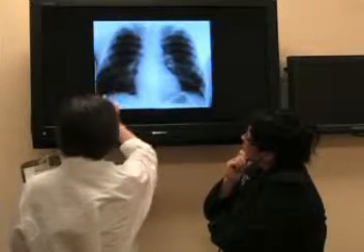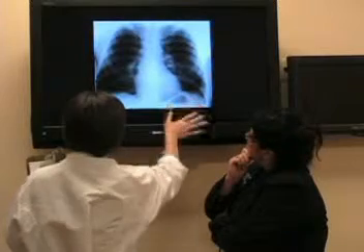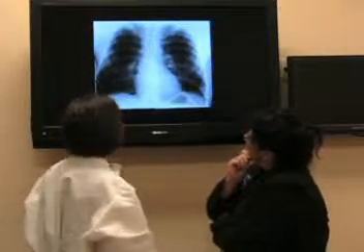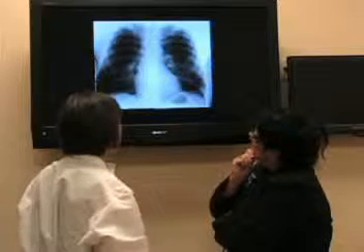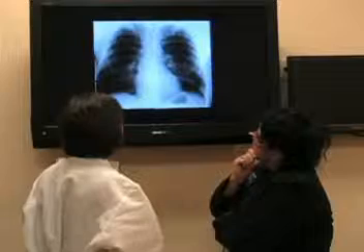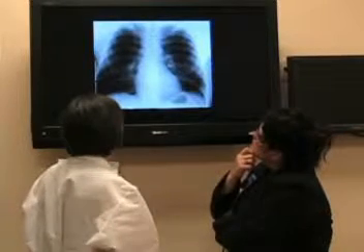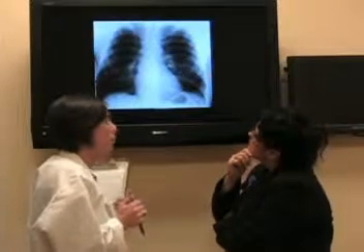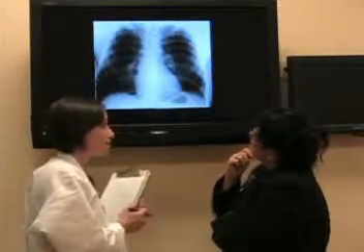Under the diaphragm, down below looks okay, and as far as everything else, I reviewed this, I didn't see anything beyond that, additional findings, so I would say this reads as a healthy, normal chest x-ray.